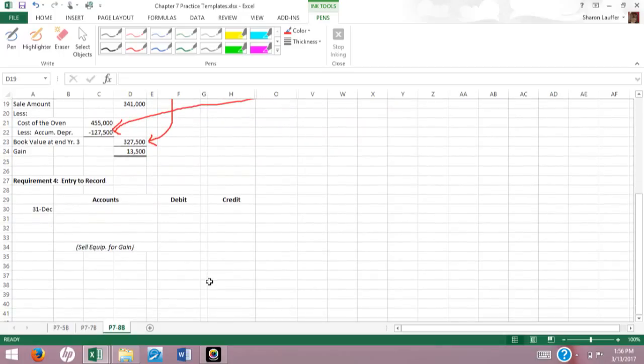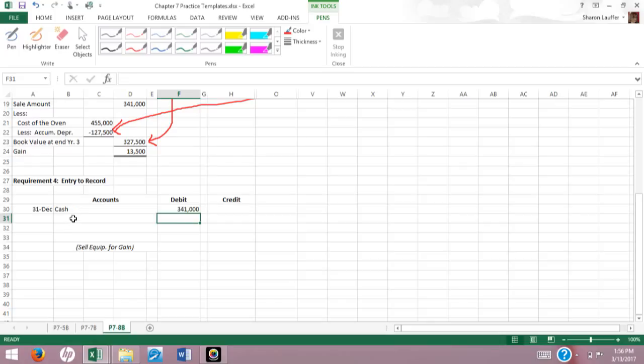Then it says requirement 4, record the sale of the ovens at the end of the 3rd year. So we've got to make a journal entry. To do that, I like to record what I know first and then kind of back into the harder ones. The instructions say we sold the ovens to Sicily Pizza for $341,000. So I know we got $341,000 worth of cash. That's, to me, the easiest part of this one.